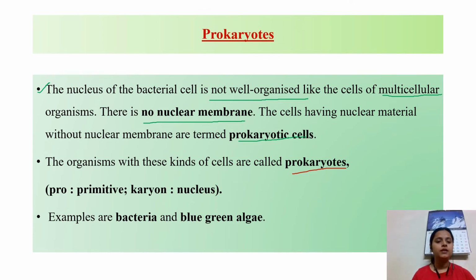Here it is written that pro means primitive, older, and karyon means nucleus. So do remember that also. Here are some examples of prokaryotes. Examples are bacteria and blue-green algae. So is it clear to all? I hope it is clear. Now let's move further.